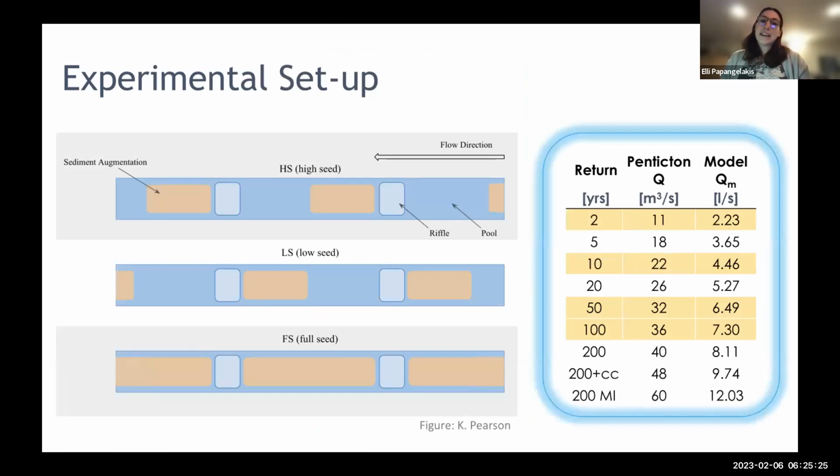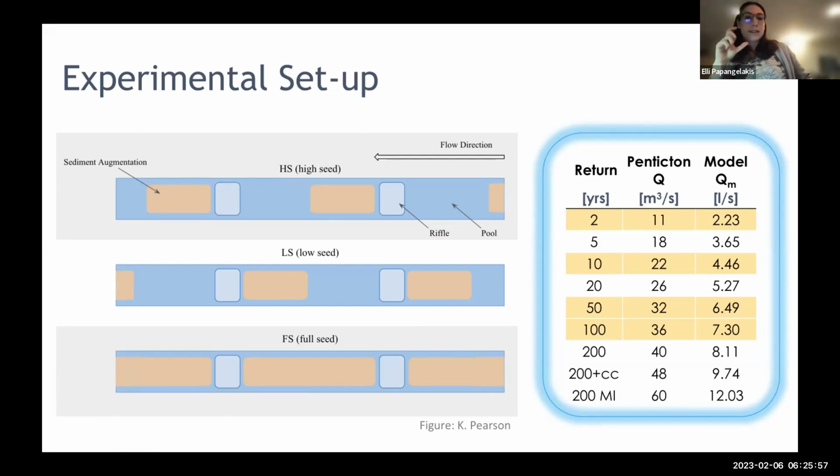So how we conducted the experiments, as I mentioned, the goal was to look at different seeding strategies for the spawning gravel and how they evolved and reacted under different flows. So we tried 3 scenarios. We tried a high seed, so we seeded the sediment right below the riffle. We had a low seed experiment, seeding it at the bottom of the pool right before the next riffle. And then we had our full seed scenario where we seeded the entire length of the channel.